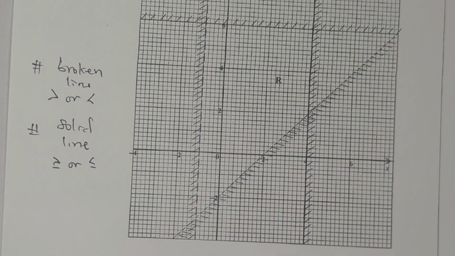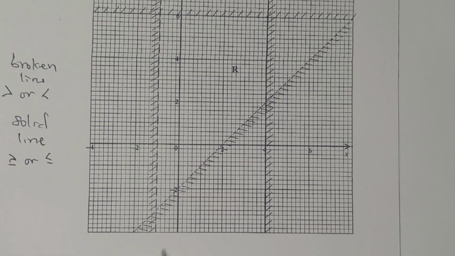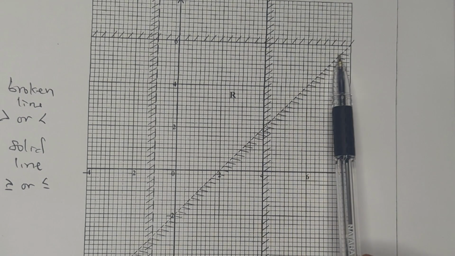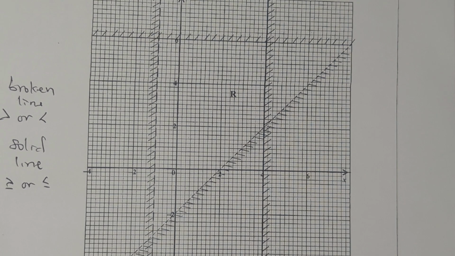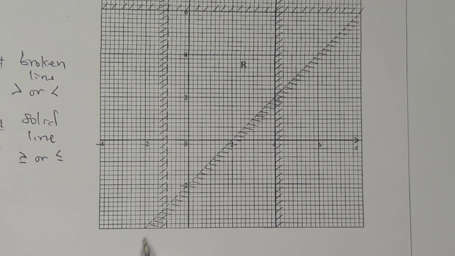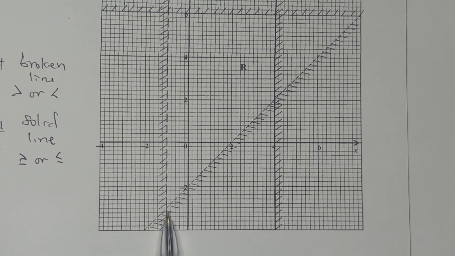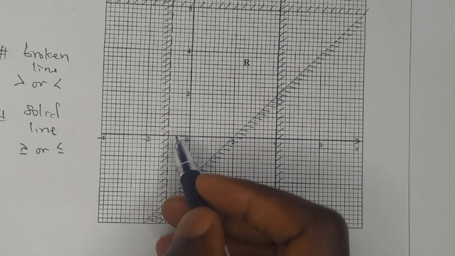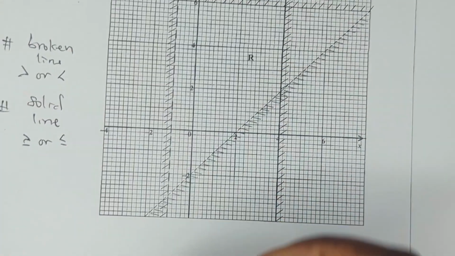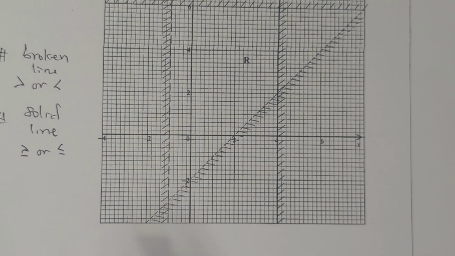So here we are finding the inequalities of the shaded lines. So we have this line, and also this line, and also the slanting line. When finding the inequalities, you can start with any line of your choice. So we can start with this one, and this line here, it is the broken line. This line is the line for x. The lines for x are vertical, and the lines for y are horizontal.